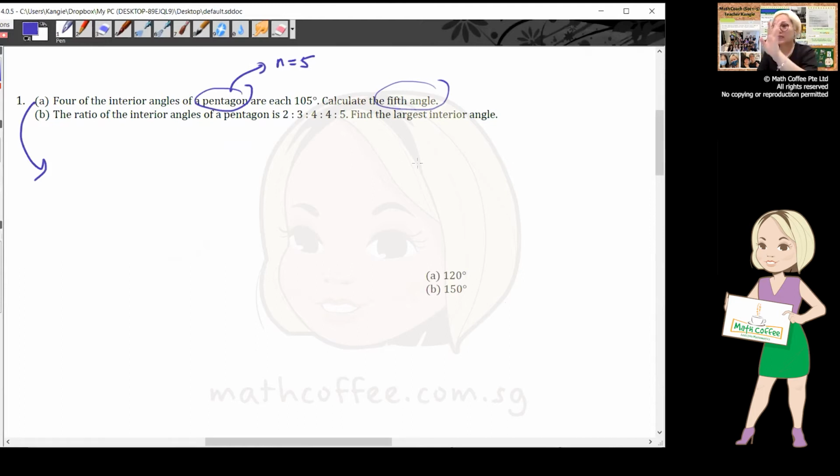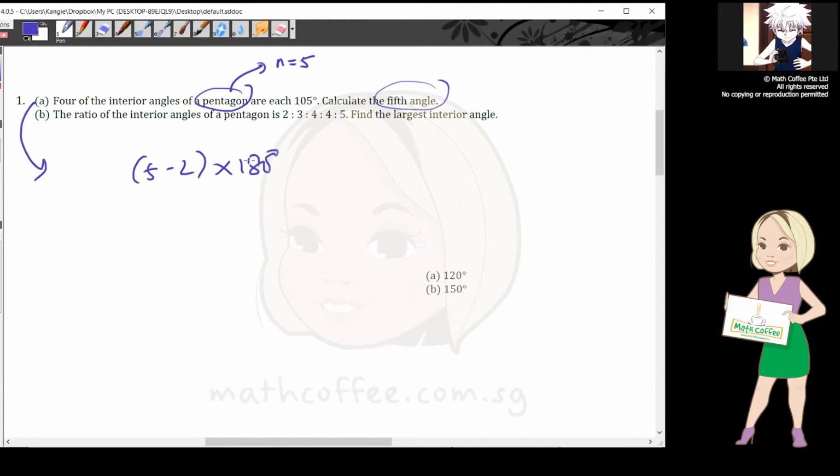Next, they never mention anything about regular, so that means it is not a regular polygon. Next, it's interior, right? So we're going to use the sum of interior angles. So we'll take 5 minus 2 multiplied by 180 degrees. So I have 540 degrees.